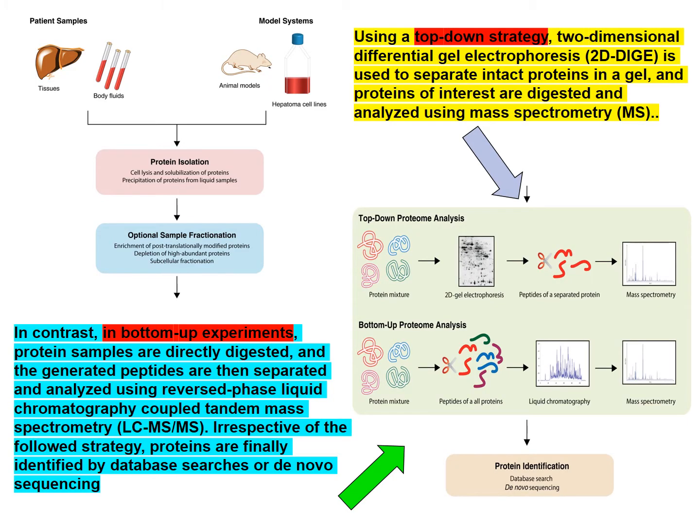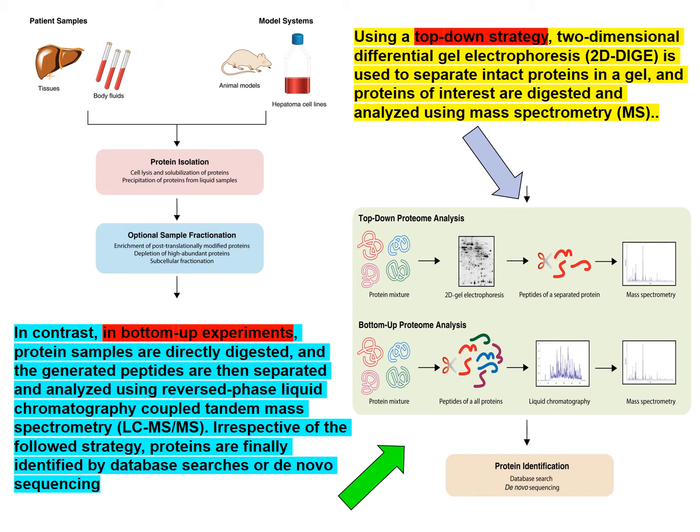And this is showing in this figure, this is patient samples. Here's the tissue, bodily fluids, and we're isolating the proteins there. And we get some type of fractionation, looking for different proteins. Proteins that are in abundance, you might want to get rid of. This may be looking at proteins that are rare here. Here's model systems, animals, cell lines, and again, protein isolation, and then fractionation.